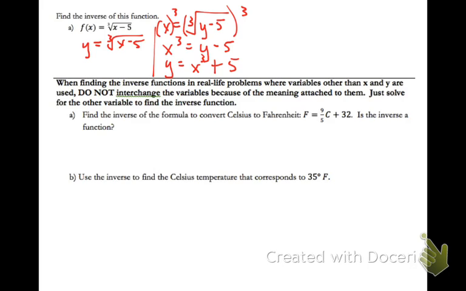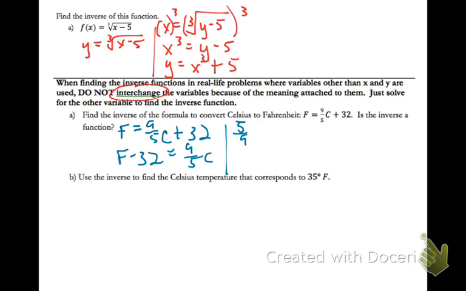And for the last problem in the notes, we're going to look at a real-life problem. When you find inverse functions of real-life problems where we're not using the x and the y variable, we do not interchange those variables because of the meaning that's attached to them. You just solve for the other variable to find the inverse function. So when the directions say find the inverse of the formula to convert Celsius to Fahrenheit, so Fahrenheit equals 9/5 times Celsius plus 32, we don't interchange the x and the y, we just solve for Celsius. So I'm going to subtract my 32 from both sides and then multiply both sides by 5/9. So Celsius equals 5/9 times (Fahrenheit minus 32). So this is my inverse function.